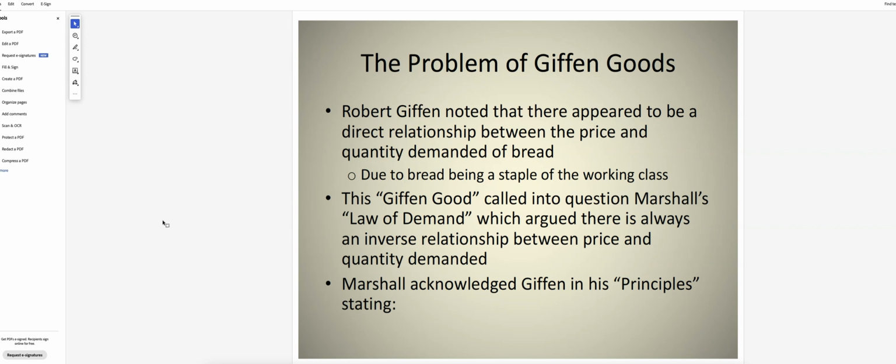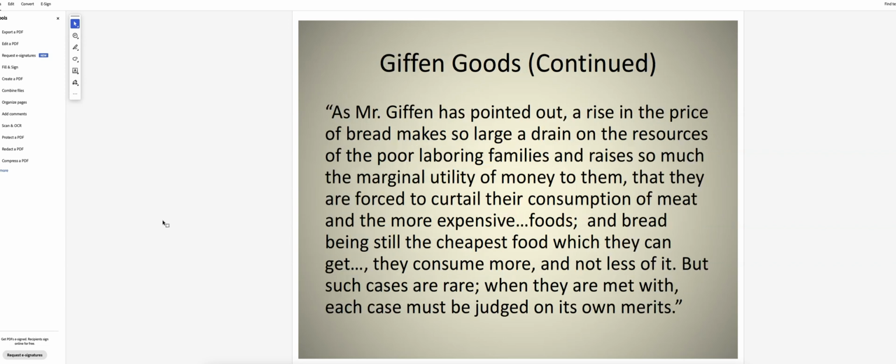And the example that he used here was partly the Irish potato famine, and he talked about bread being a staple in the diet of the working class, yet as people became poorer, they were eating more bread. Or in the Irish potato famine example, as the famine was occurring, the price was going up, yet people were buying more of it. And this is what Marshall wrote about Giffen.